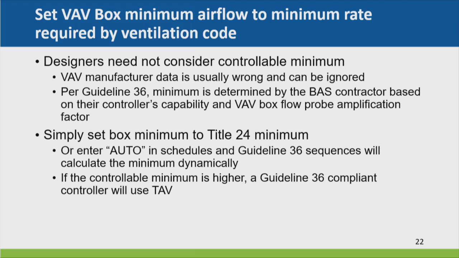So the engineers don't have to worry about that anymore. Just set the box to the Title 24 minimum or 62.1 minimum, depending on where you're in the country. By the way, Guideline 36 has both Title 24 ventilation requirements and 62.1. So you just click a box and it will pick up all the right codes in there. Or you can set it yourself to those minimums, or better is to set it to auto. And then it automatically determines the minimum dynamically. So it's even more energy efficient. And then Guideline 36 will automatically use TAV if it needs to drop the control to that airflow.